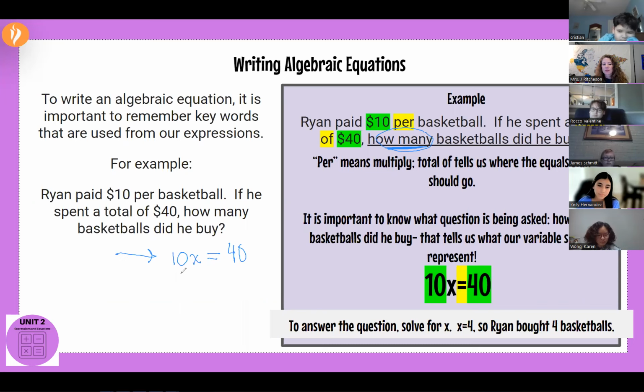Then, of course, to solve for x, we're going to divide both sides by 10. And so we know that Ryan bought 4 basketballs. Okay. In your original equation, you only put the information they give you. Do you understand? It's only 4 basketballs that he bought, right?